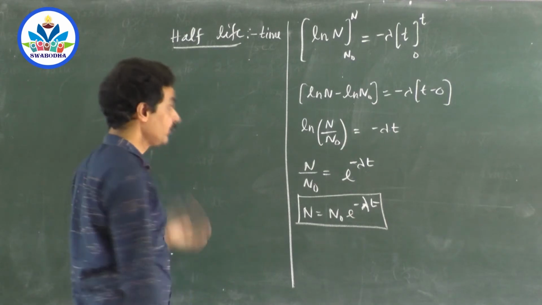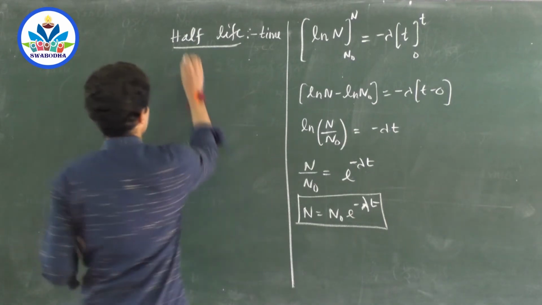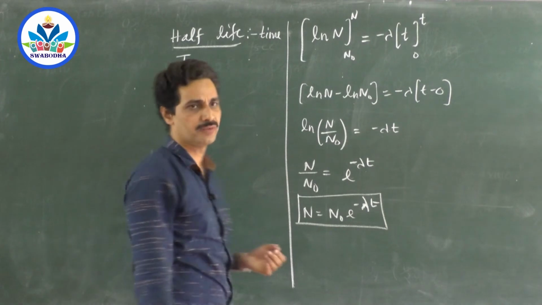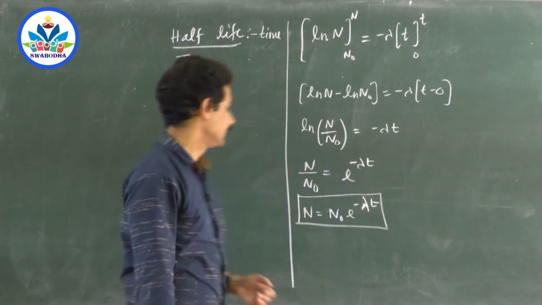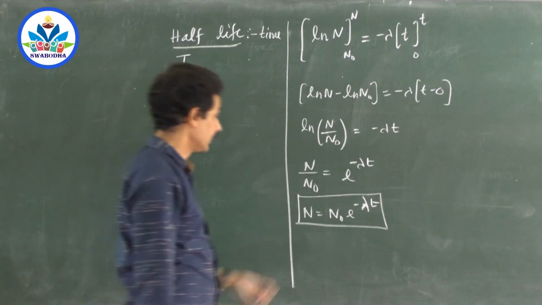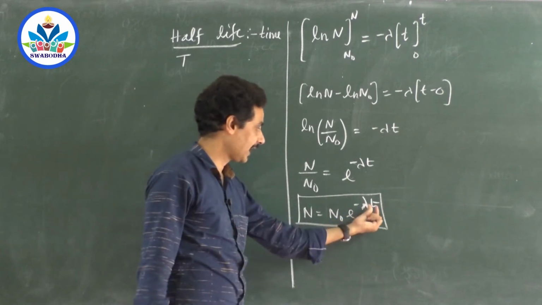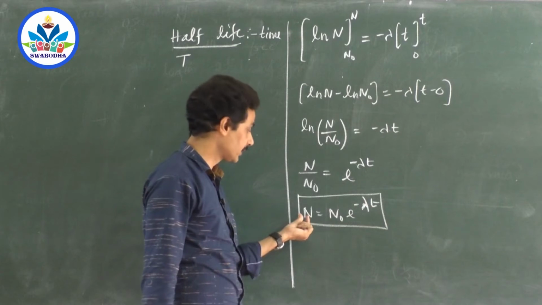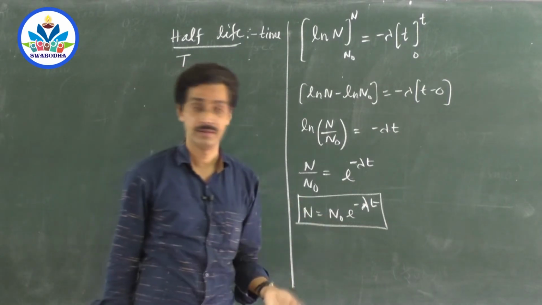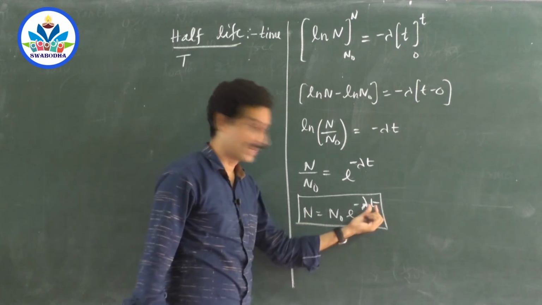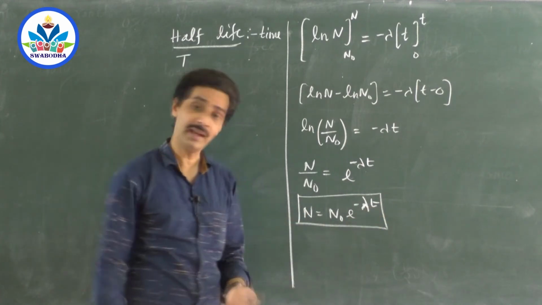Now, if half-life is represented by the letter T, I want an equation for half-life. How do you write the equation for half-life? You can write it like this. What is half-life? Half-life is the time in which this number should be N naught by 2, correct? N naught is the original number of atoms we started with. N is the number of atoms after any time t. It need not be only half-life, any time.